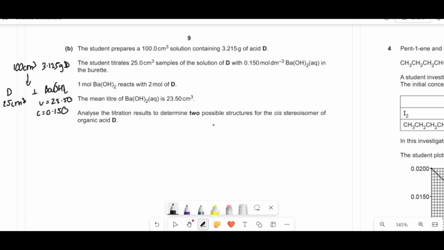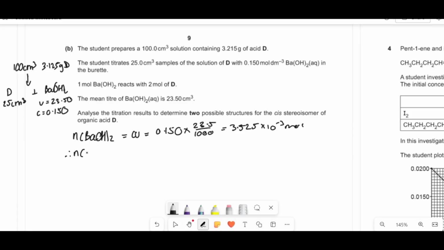Cool. So it says analyze the titration results to determine 2 possible structures of this mysterious acid. What we can do is work out the moles of the Ba(OH)2. We can then work out the moles of the D in 25 cm³, and then in 100 cm³, and do mass over Mr. Mr equals mass over moles, and done. So let's do that. The moles of Ba(OH)2 would be its concentration times the volume, which is 0.150 times 23.5 over 1,000. If you do that, you get 3.525 times 10 to the minus 3 moles.